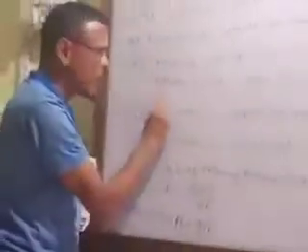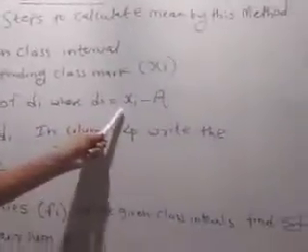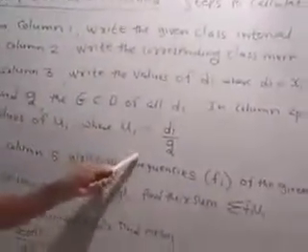In column 4, write the values of ui. Formula of ui is given, where ui equals di upon g. Di means the values in the third column, all di are there, and each di is divided by this g, and we get the values of ui. So in the fourth column, write the values of ui equals di upon g.